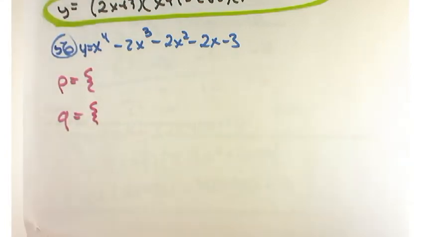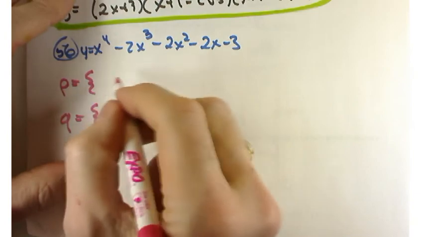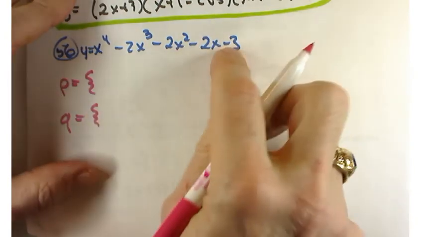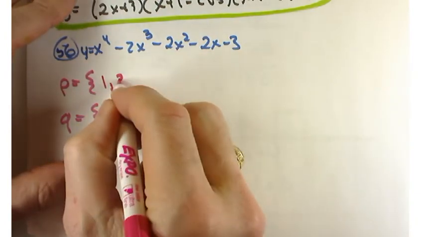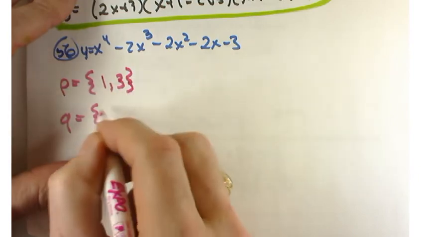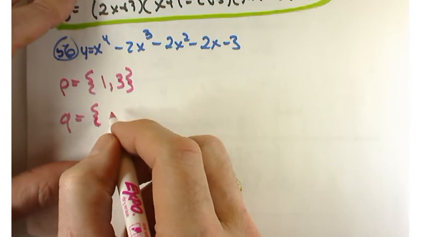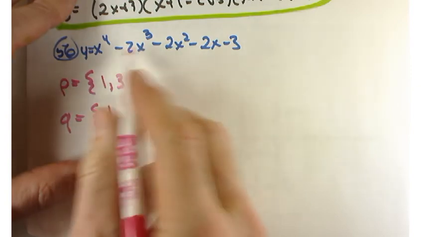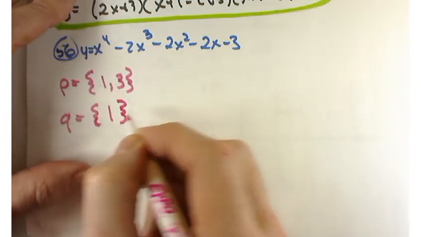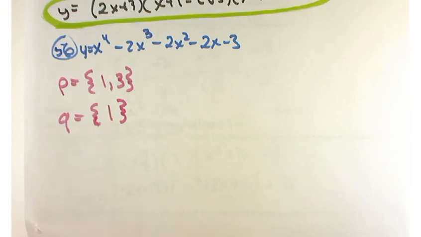P is going to be the factors of what number? All right, so the factors of 3 are what? 1 and 3. Cool. And Q is the factors of someone else? Just 1, right? So, like I said, that gives us a mercifully small list of factors.